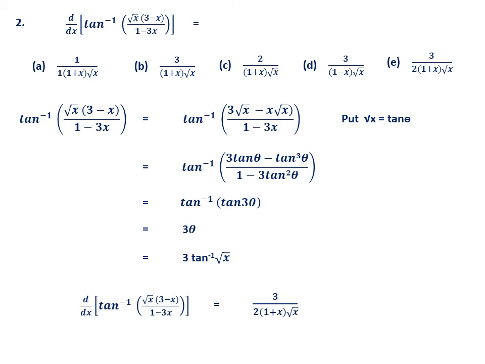When you use the chain rule, this is the same as 3 by 2 into 1 plus x into root x, because differentiation of tan inverse root x is 1 by 1 plus x into differentiation of root x, which is 1 by 2 root x. So combining together it will be 3 by 2, then 1 plus x root x. So the option is E, that is 3 by 2 into 1 plus x root x. This example is taken to revise how you have to use inverse trigonometric substitution.